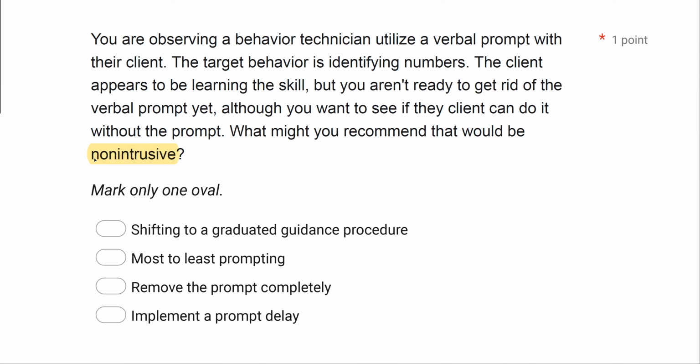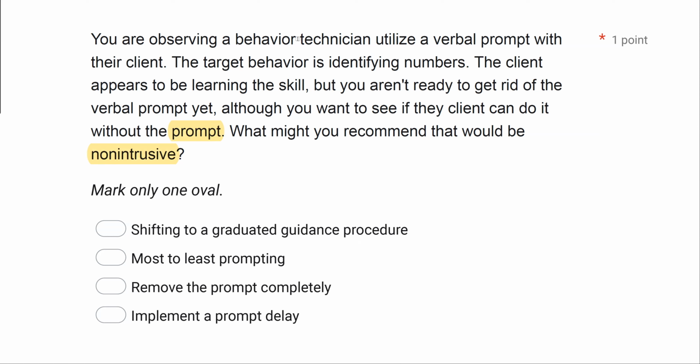So ideally, the answer choice is not intrusive at all. However, we still need to pick the best answer, right? And so when we mean non-intrusive and we're talking prompts, what we mean is typically least to most prompting. With most to least prompting, we're starting errorless, right? Full physical prompts, very intrusive. We want something that won't be intrusive.